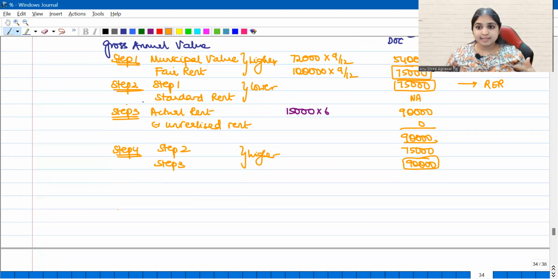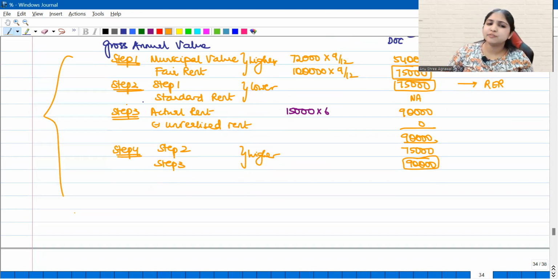See, if you look at your ICA study material, you'll find slightly different steps. But at the end of the day, your answer will be the same. And please know that there are multiple ways of computing all this. There are multiple methods, but at the end of the day, the answer should be the same.